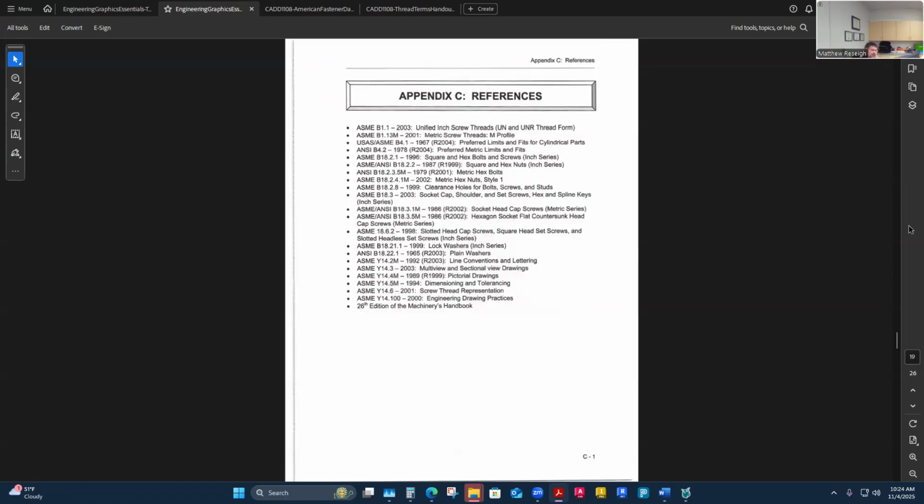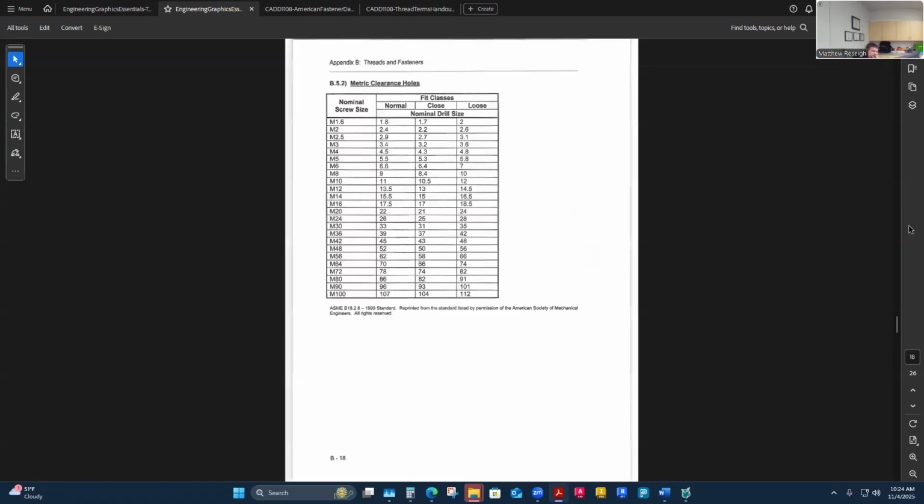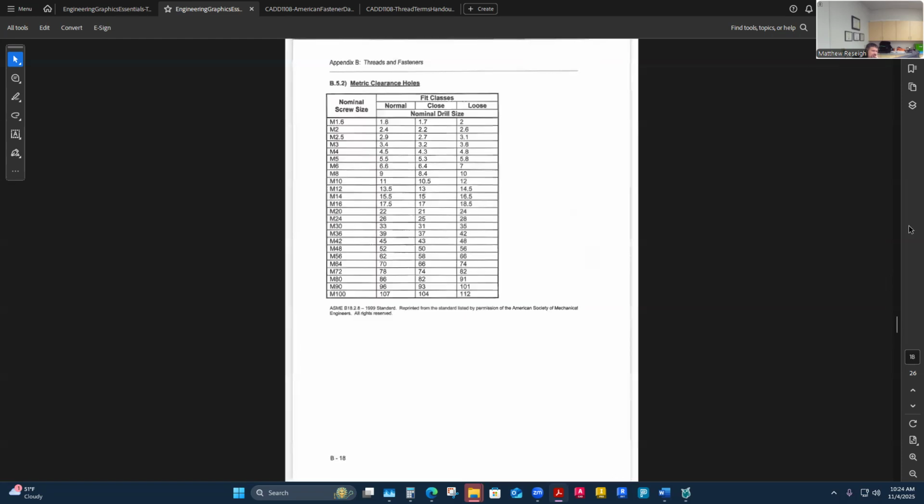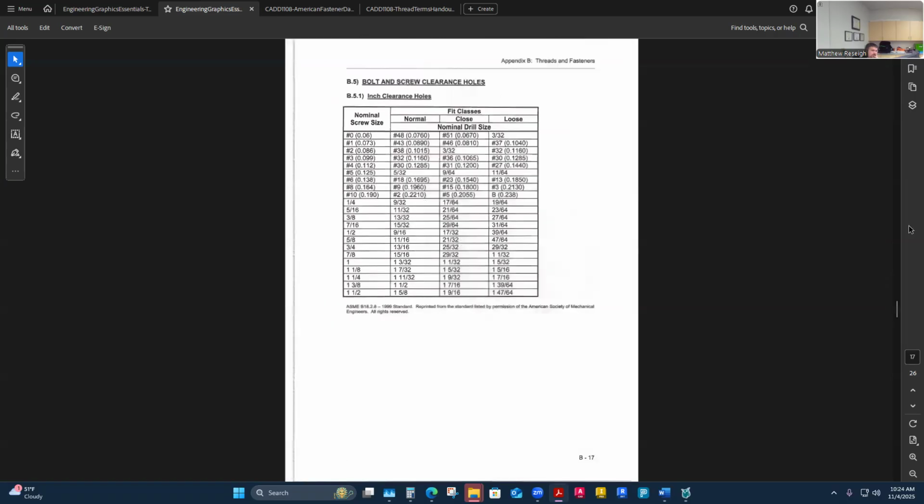I should have just booted out this page. You don't even really need it, but right before this page, we have metric clearance holes, which are fitted by normal, close, and loose. And here are the inch clearance holes for normal, close, and loose.